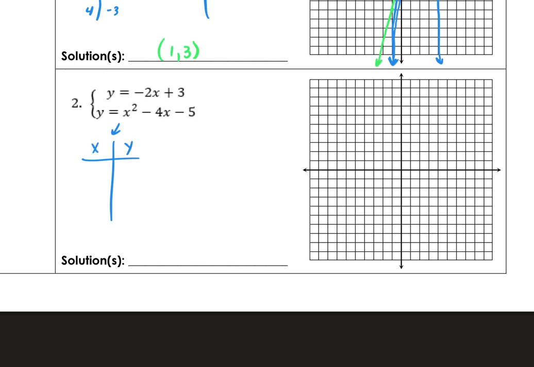So if I do my x's and my y's, I've got 0, -5, 1, -8, 2, -9, 3, -8, and 4, -5. So I went ahead and this is my vertex here. So 2, -9. And then 3, -8. And then 1, 2, 3, and 0. All right, so this is kind of what my parabola looks like.